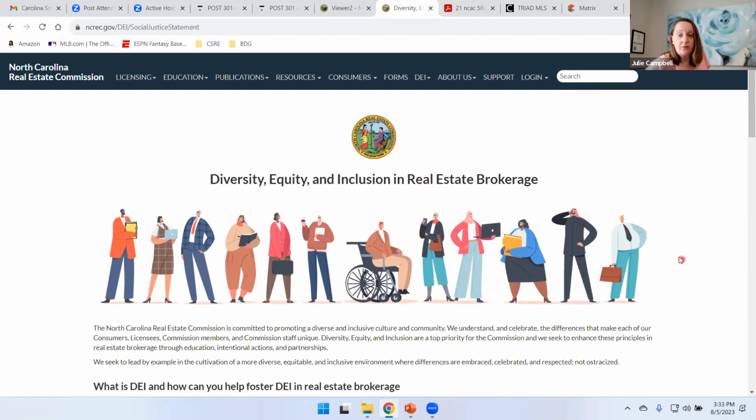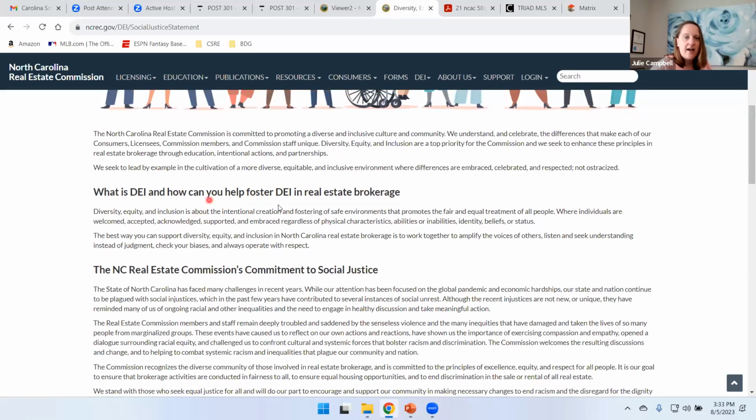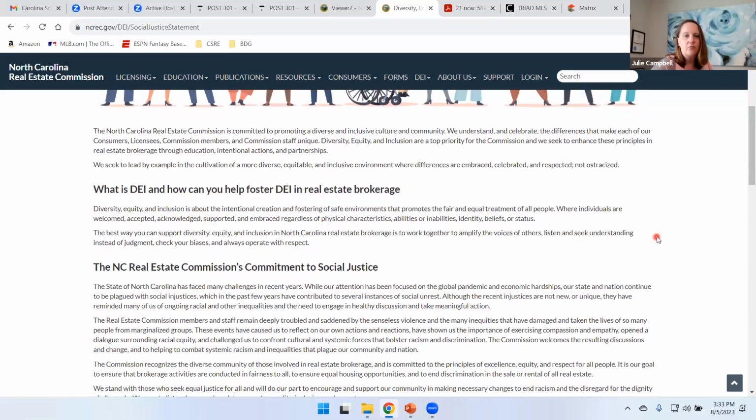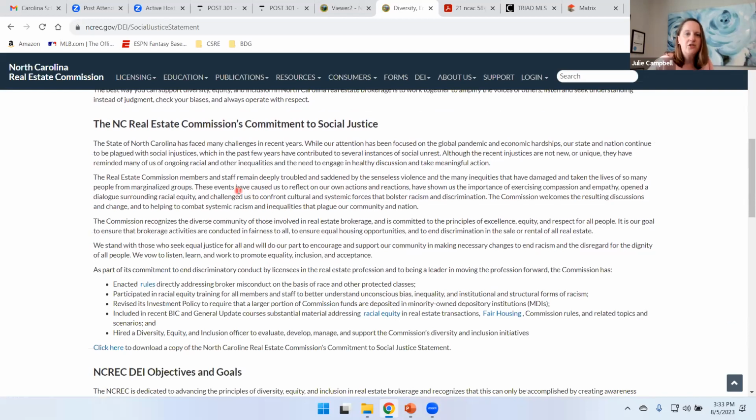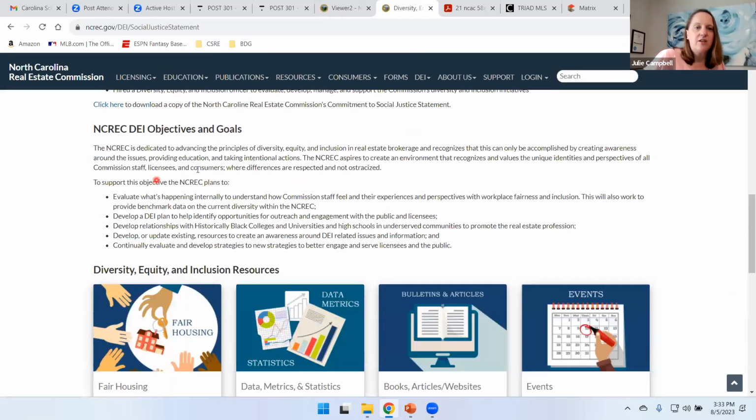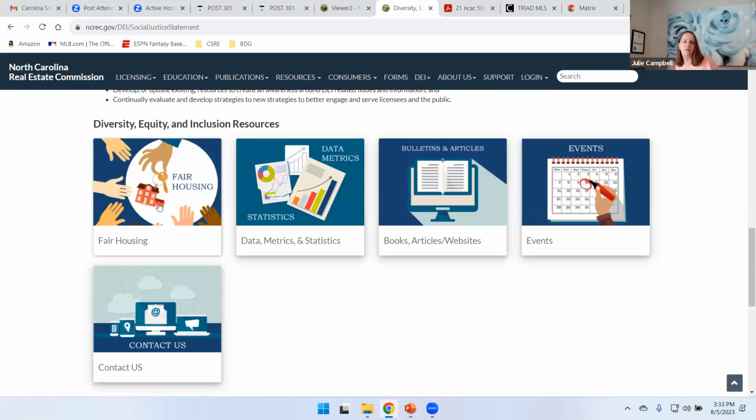So they're working, I mean, this has built up a lot since the last time I've been here. What is DEI? How can you help foster DEI in real estate brokerage? This is the commission's commitment to social justice, their statement to the public, disclosing their statement, the objective and goals. And then you can see we have some additional resources, some links directly to fair housing, some stats if you're a numbers person, various books and articles, places you can get other information, upcoming events, and then the contact us.